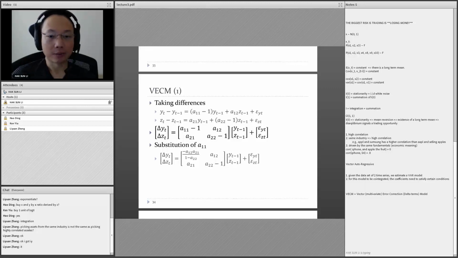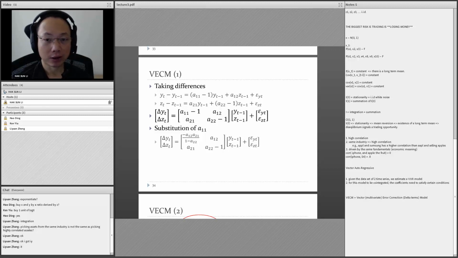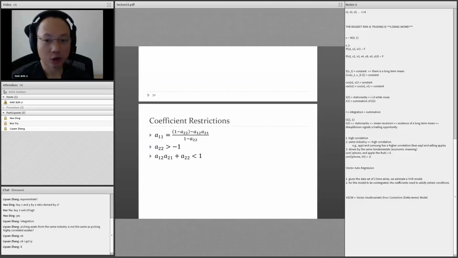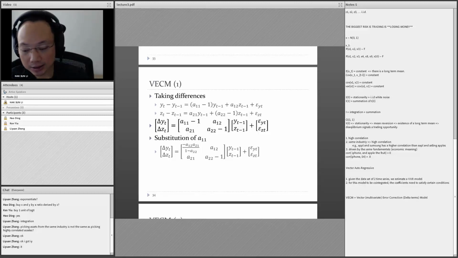Instead of writing it in terms of y and z, we want to write it in terms of delta y and delta z. The way we do it is some algebra. Given this equation, we subtract yt minus 1 on both sides here, and then we subtract zt minus 1 on both sides here. So you see, we subtract yt minus 1 here and here, and zt minus 1 here and here. Basically this is exactly the same as what we saw before. Then we can write it in the matrix form. This is delta y, and this is delta z. So this equation is exactly the same as this equation, and this equation is exactly the same as this equation. These three expressions are all equivalent.